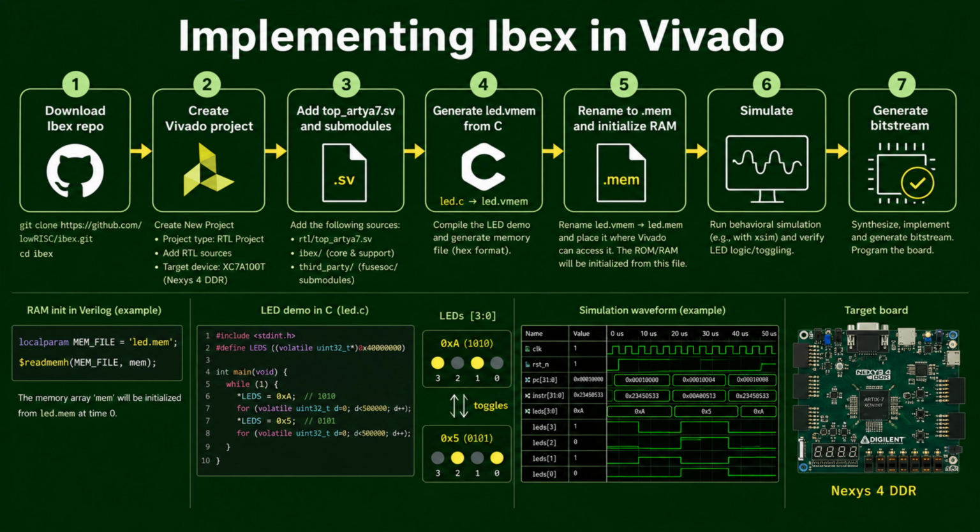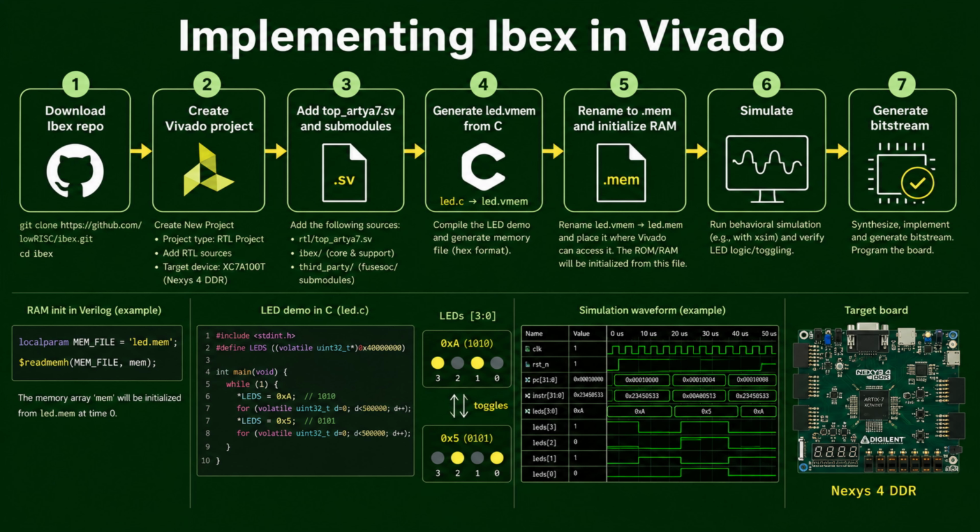To demonstrate this process, a simple LED application written in C is compiled using the RISC-V GNU compiler. The compiler generates a file called led.vmem. The thesis then converts the file extension to .mem so that it can be used in the Vivado design. Inside the Verilog RAM module, the $readmemh function loads the contents of this memory file during initialization.